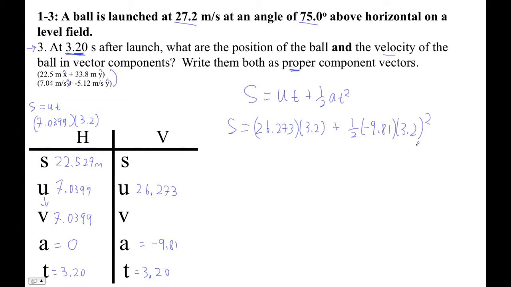Okay, here we go. 26.273. Is that what it is? Yes, it is. Times 3.2 plus 0.5 times negative 9.8. Don't forget to make g negative. Times 3.2 squared. That gives 33.8464.